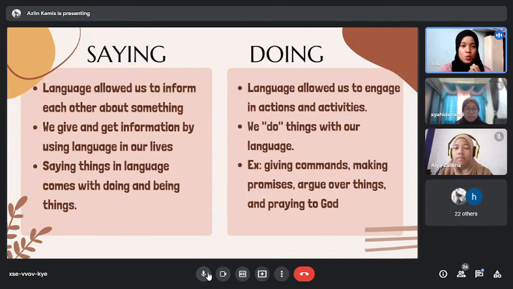The next one is doing. Language allows us to engage in actions and activities. We do things with our language. For example, we give commands, we make promises, we argue over things, and we pray to God using language.